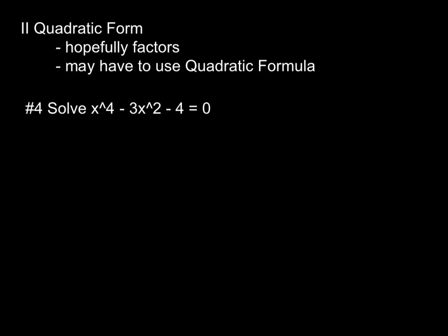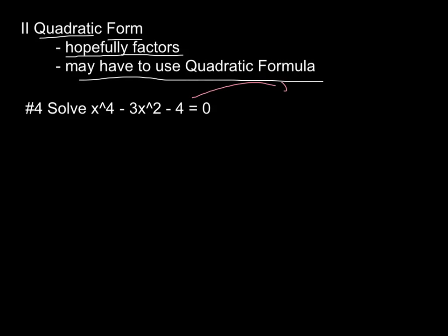Let's move on to quadratic form. Now, if you are attempting to use this method, hopefully you have something that factors. You may end up having to use the quadratic formula, though. But I'll show you a couple other tricks. Now, this first problem says x to the 4th minus 3x squared minus 4.